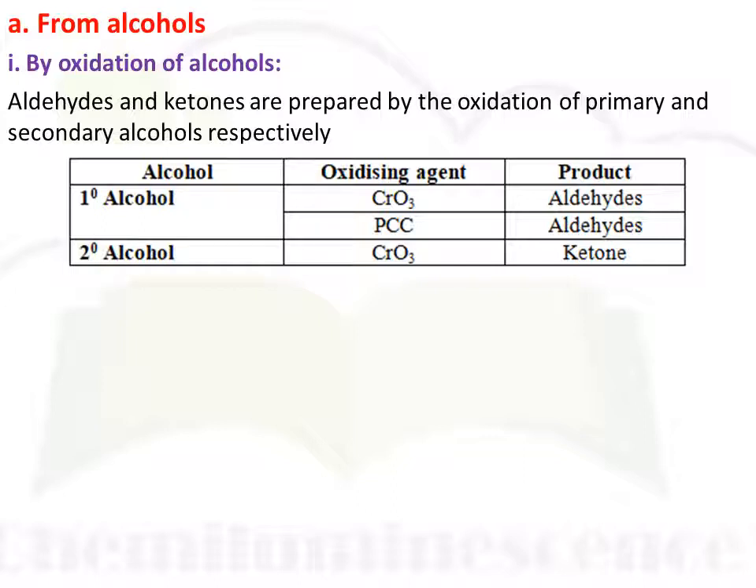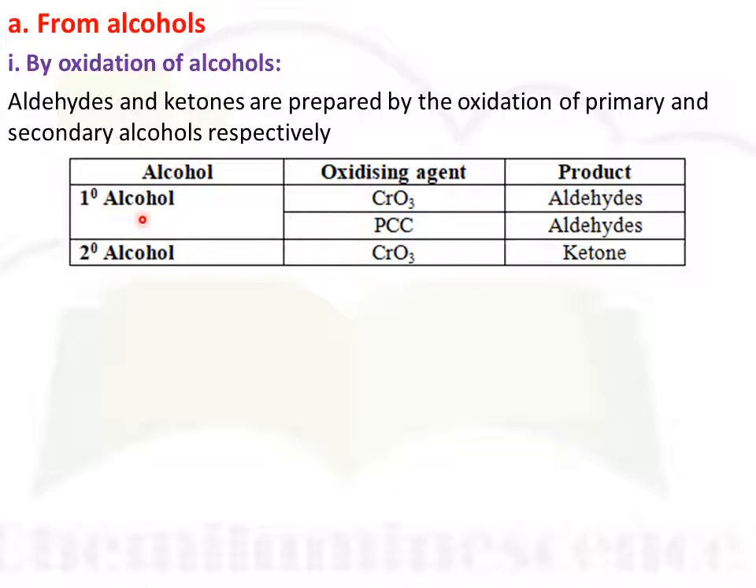Aldehyde and ketones are prepared by the oxidation of primary and secondary alcohols respectively. For oxidation of primary and secondary alcohol, we need an oxidizing agent which converts primary and secondary alcohol into aldehyde or ketone respectively. These oxidizing agents are chromium trioxide or PCC, that is pyridinium chlorochromate.